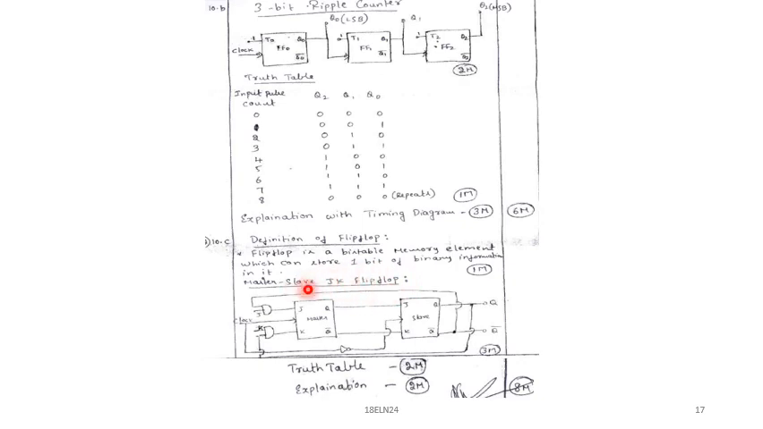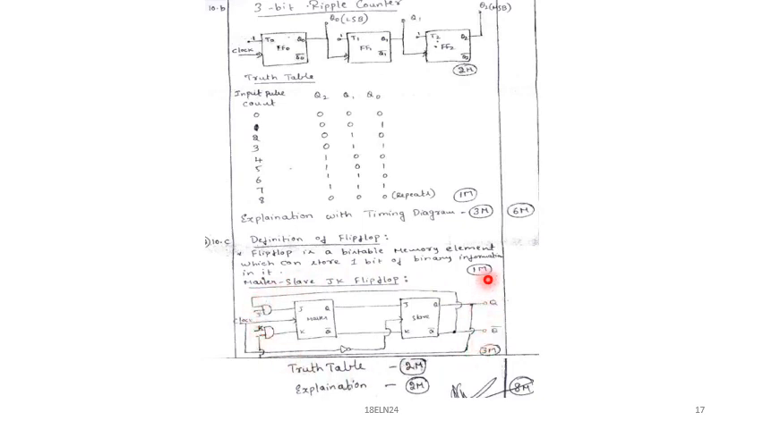Then master-slave: here there are 2 circuits, one is a master circuit and one is a slave circuit. The clock signal will be given, one direct clock and the other one the inverted version of the clock signal. So this is the logic diagram for a master-slave JK flip-flop.